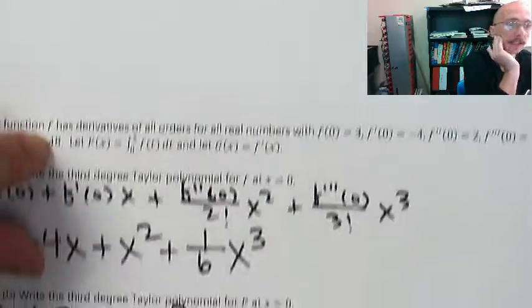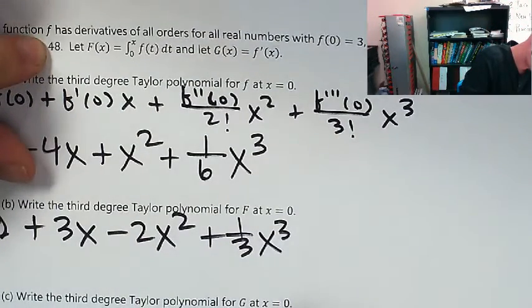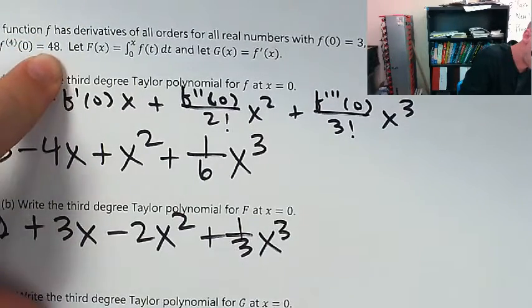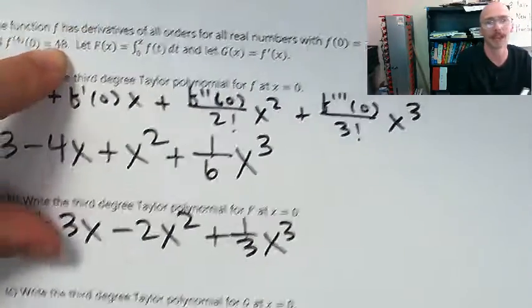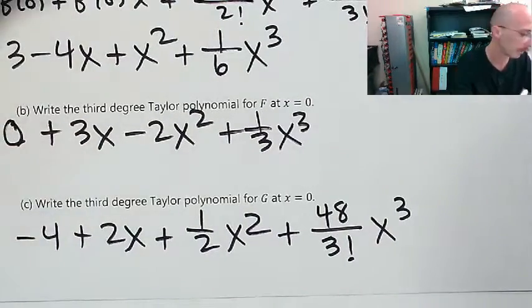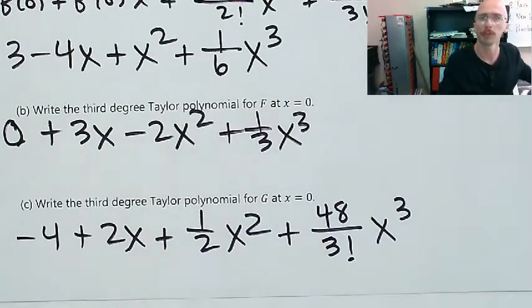So that would be 48. Third derivative of g is 4th derivative of f. Divide by 3 factorial x to the 3rd. Okay, if you wanted to call that 8x to the 3rd, that's where I was working, then you could be my guess. All right, I think that's all we got for this video. Thanks for watching.